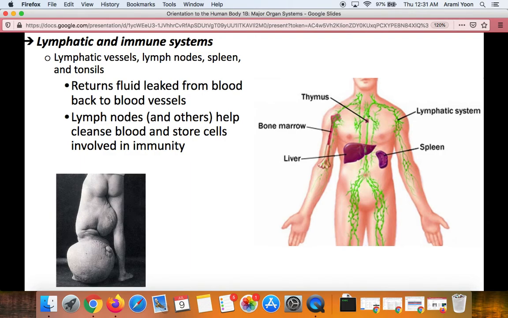I know that's a horrifying picture. So that's an example of what can happen if you have a homeostatic imbalance with the lymphatic system. In this case, this is a disease called elephantiasis, and it results from oftentimes parasitic infections that get into your lymph nodes and just cause this kind of massive swelling that happens in places, especially in your legs. Okay, that's enough of that.